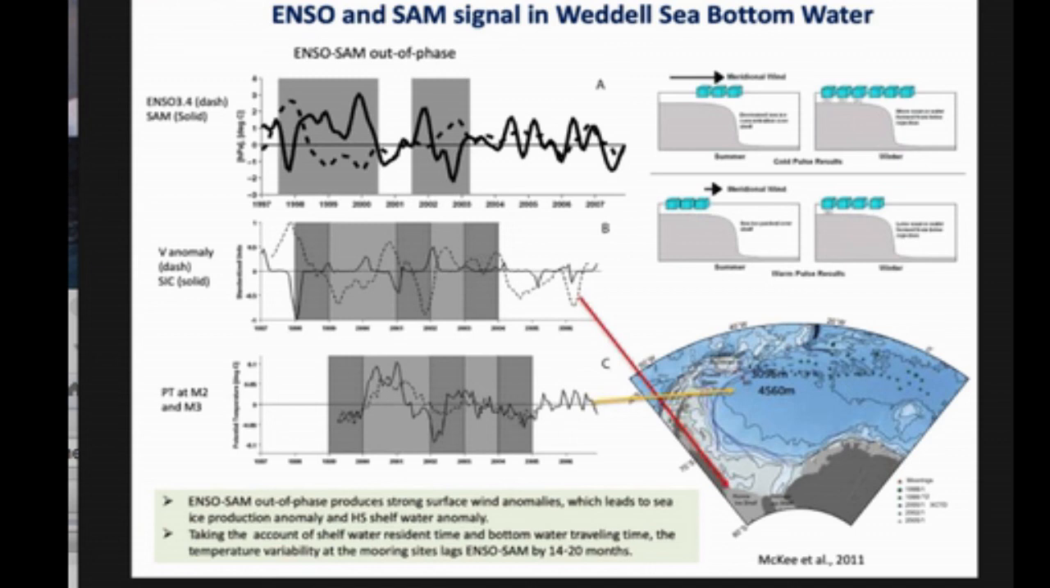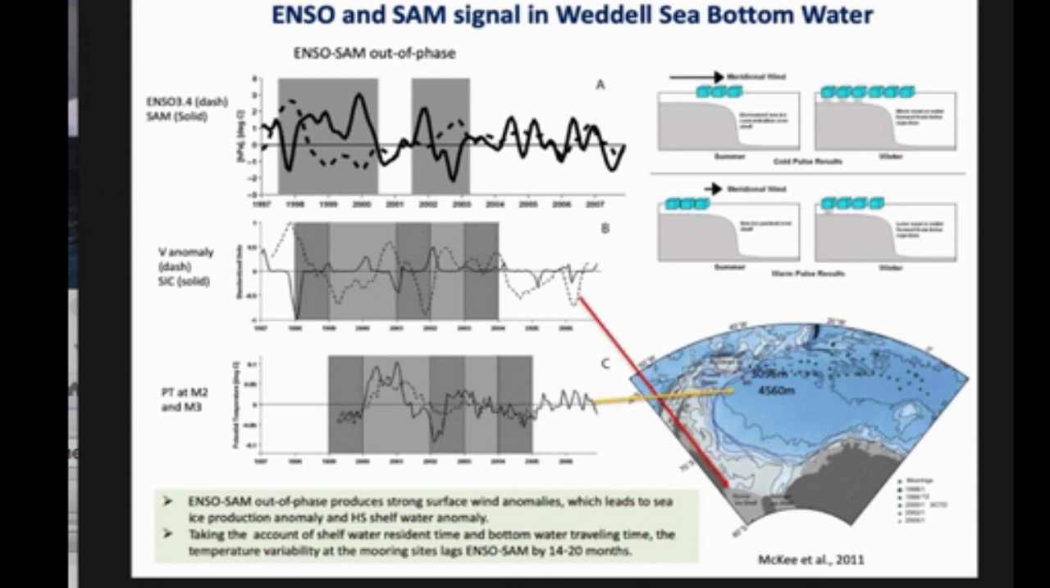So finally, we are looking at the surface wind distribution and curls, and we find that El Nino and negative SAM produce the same wind pattern. And La Nina and positive SAM produce the same phase but opposite to the earlier case, in the wind and the CS. So that surface wind anomaly changes the ice distribution.